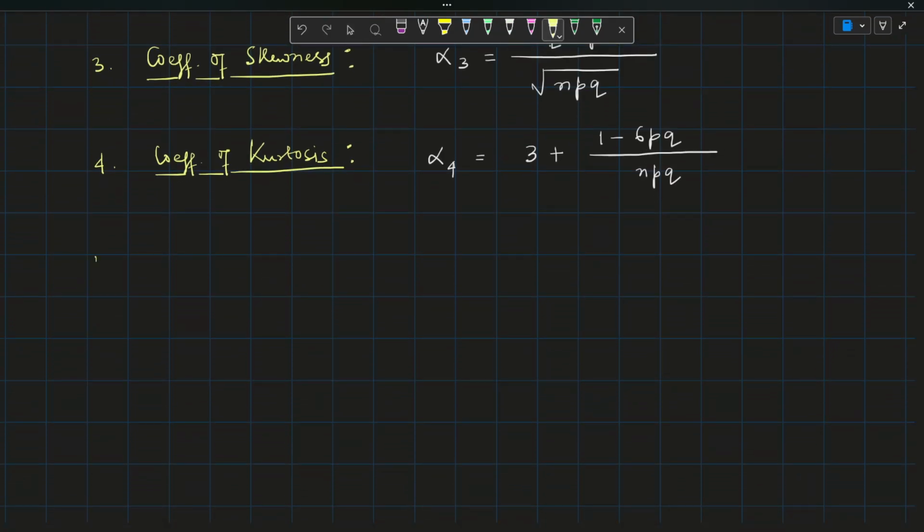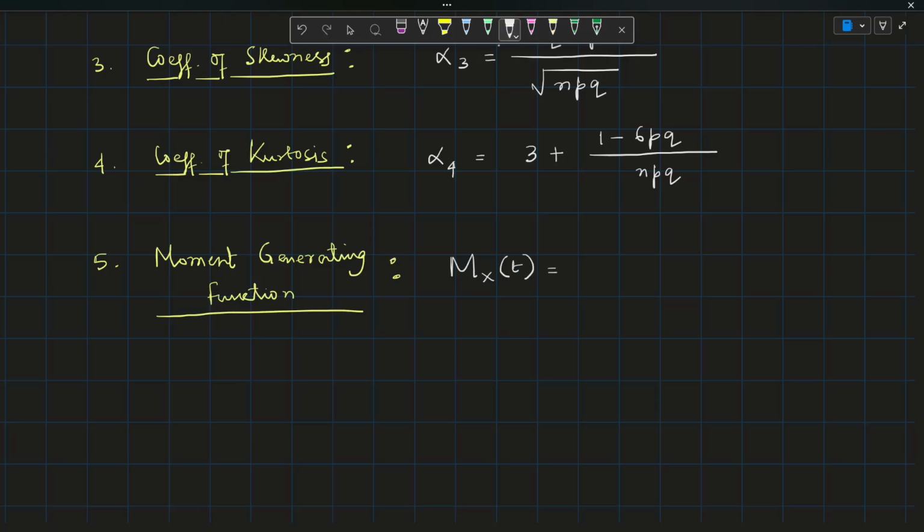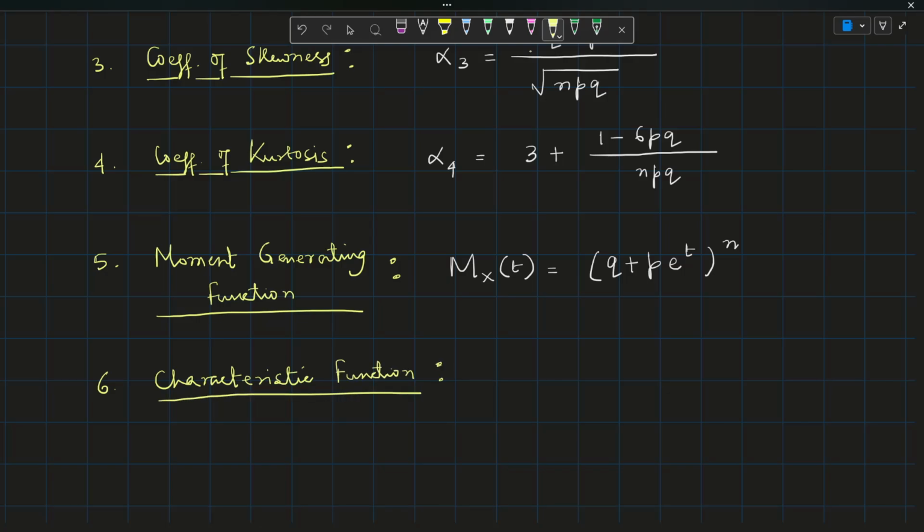Fifth property is the moment generating function of binomial distribution, which is also denoted by M_X(t). The formula for this is (q plus p e to the power t) whole to the power n. Sixth property, the characteristic function of binomial distribution. This is very easy, just replace t by i omega. So phi_X(omega) equals (q plus p e to the power i omega) whole to the power n.